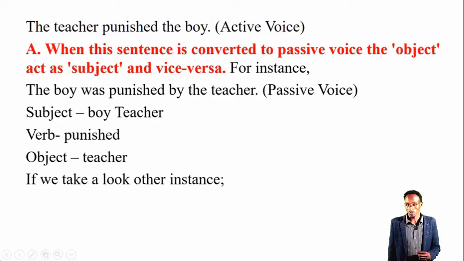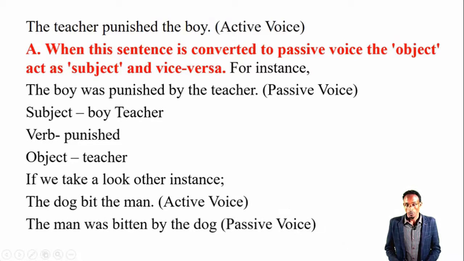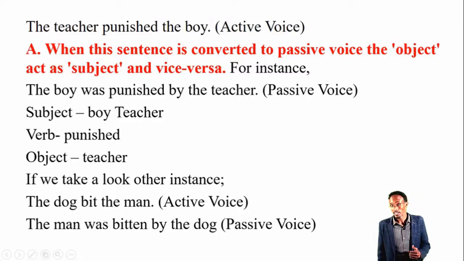And I guess if we take a look at another example, the dog bites the man. It's active voice. When we change it into the passive voice, it becomes the man was bitten by the dog. The man was bitten by the dog.